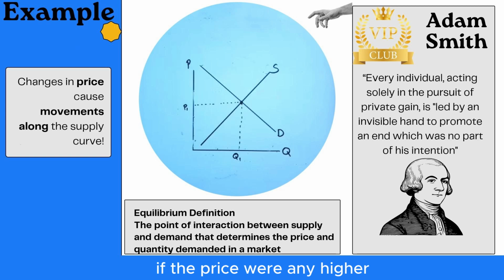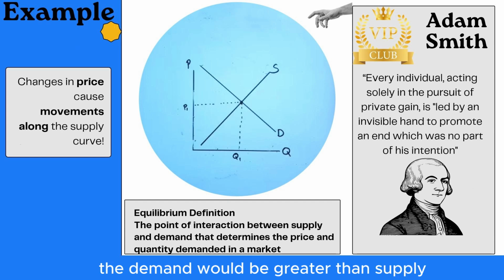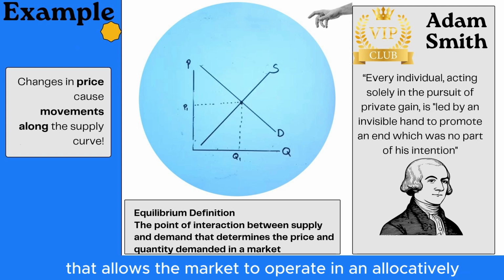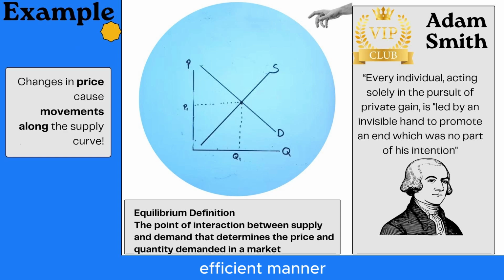If the price were any higher, supply would be greater than demand and we would have a surplus. If the price is any lower, the demand would be greater than supply and there would be a shortage. It is this communication through the price mechanism that allows the market to operate in an allocatively efficient manner.